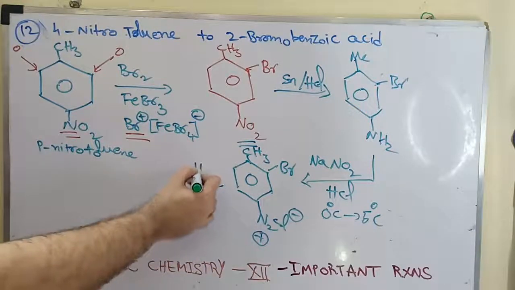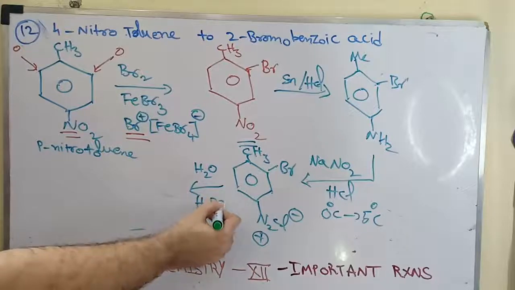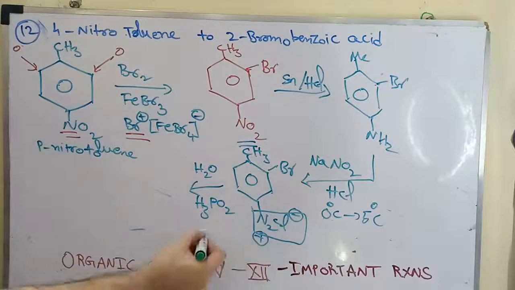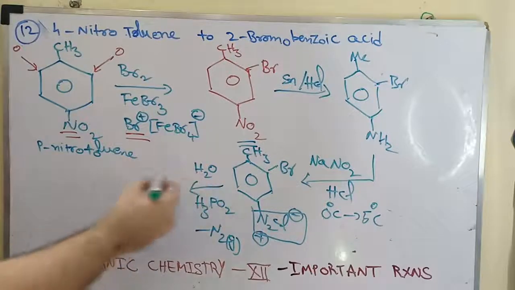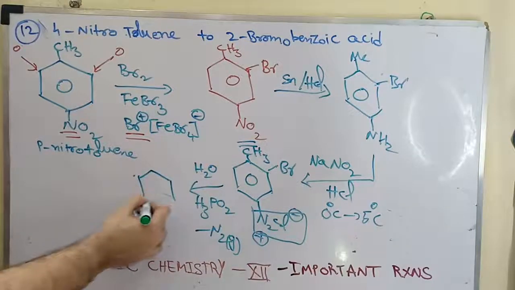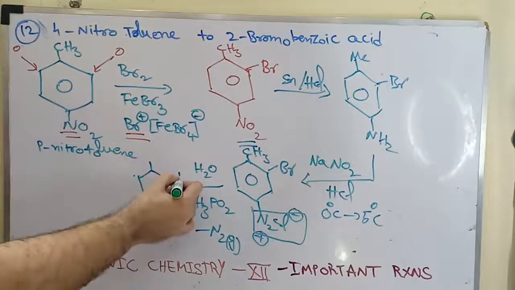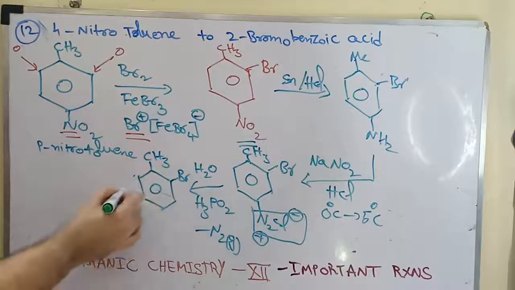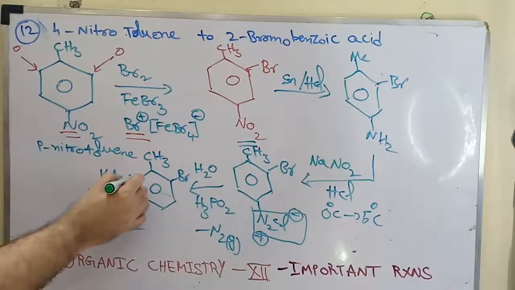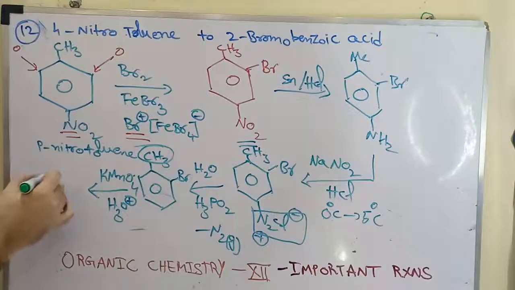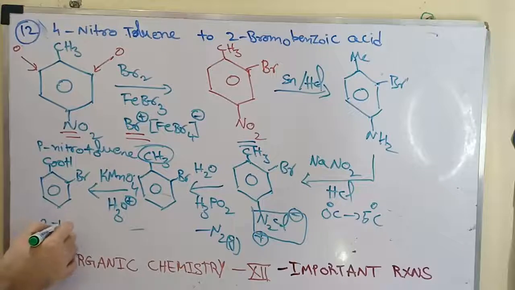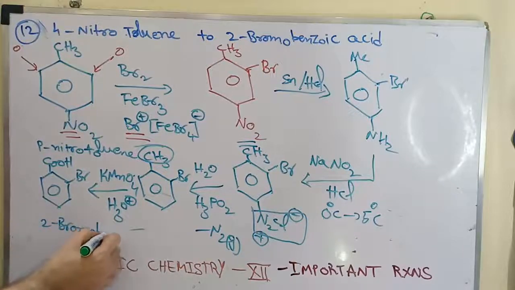And after that, this is followed by water and H3PO2, which removes this N2Cl as nitrogen gas, and Cl minus is taken up by the solvent. And hence what you get is this one. This is further treated with KMnO4 and H3O+. There is a vigorous oxidation, that's why I convert CH3 to COOH, and hence that's the reaction. That's how it is completed. So that's the required product, 2-bromobenzoic acid.